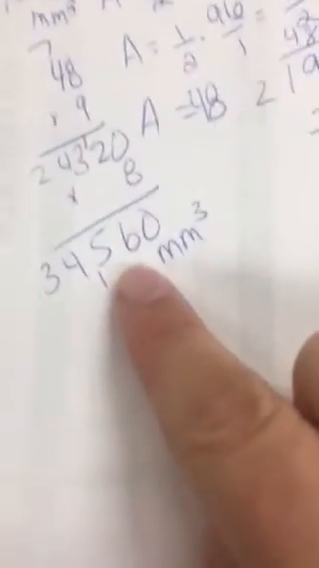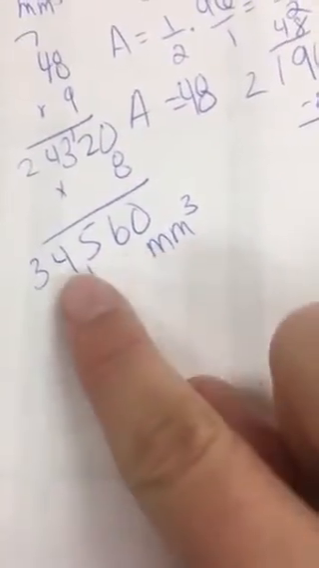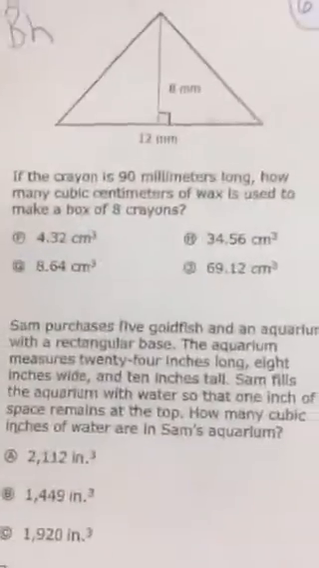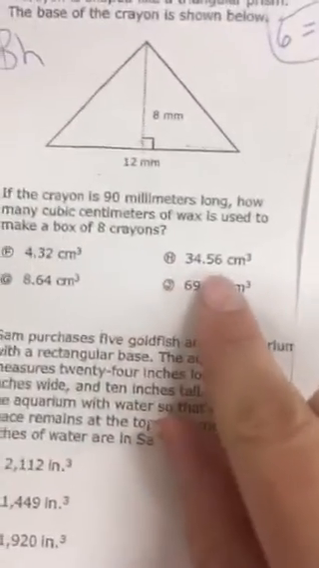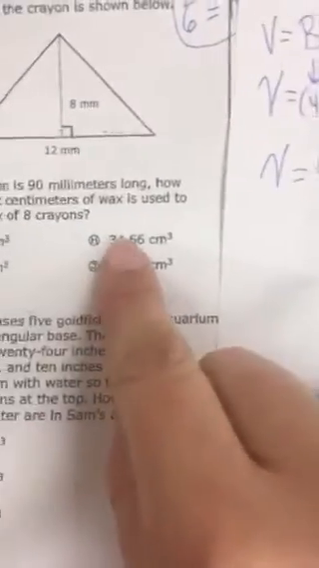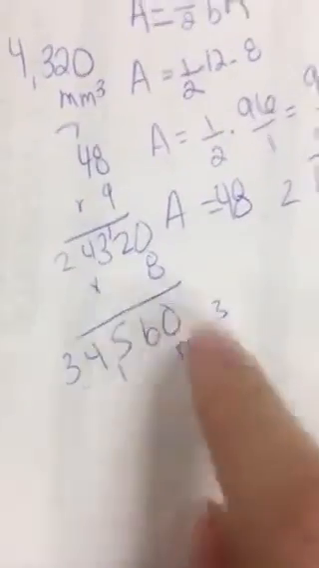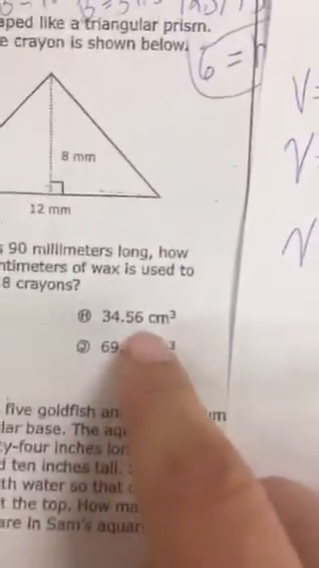But look, I have a 3, 4, a 5, and a 6. Look at your answer choices. What answer choice makes sense? 34 and 56 centimeters cubed. It's the same exact numbers, but this is millimeters, this is centimeters. So the answer to number 2 is H.